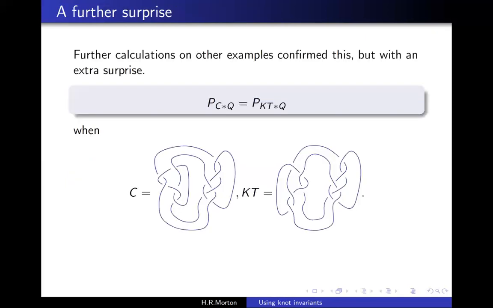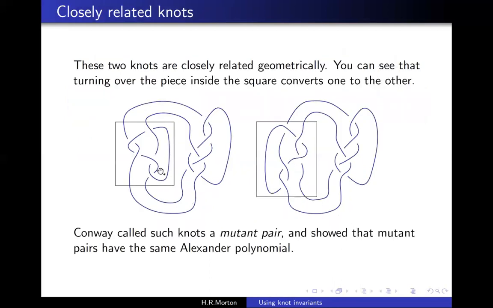Then we calculated other examples, and we got an extra rather nice little surprise. These two knots, which we were able to compute with Q with a little bit more care, showed up the same polynomial. So the question was why? And of course, one of the possibilities was that, again, these two knots are particularly closely related geometrically. Turning over the piece in the square on the left-hand one gives you the right-hand one.